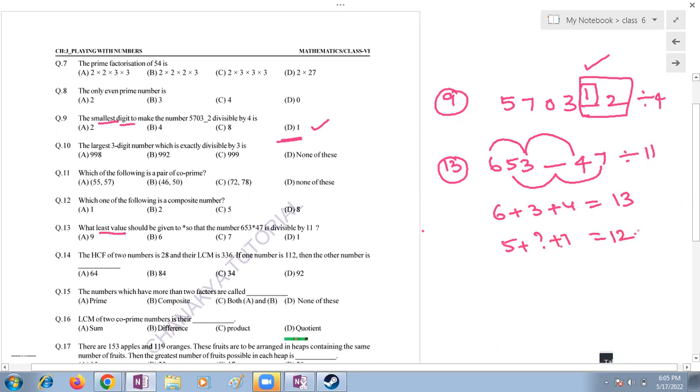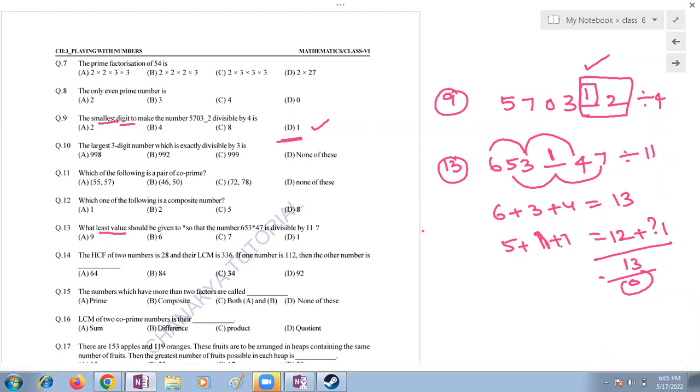12 plus the unknown. Now if I place 1 here, it becomes 13. 13 minus 13 is 0, ma'am. Very good. So that is the unknown number, the least number, so it is 1, I think. Ma'am, it is 0, ma'am. That's 0, divisible by 11, right, Nana? 0. Right.